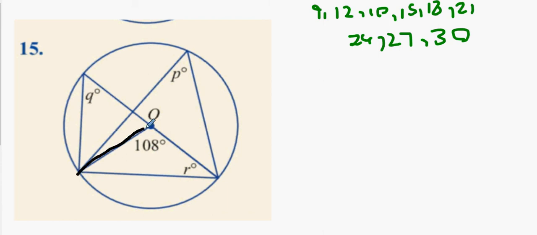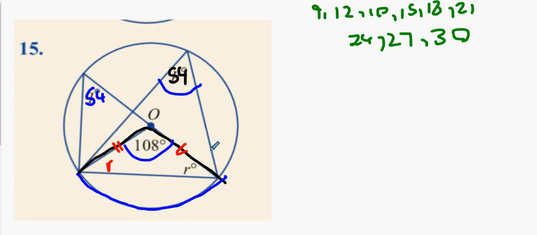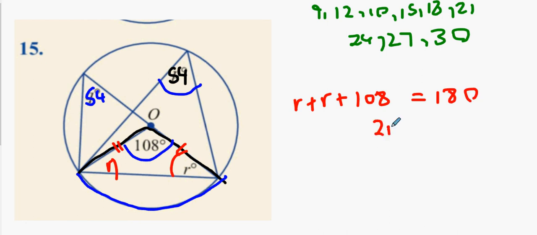here's one to the centre, isn't it? What's that? 108. What's half of 108? Why is that 54? It's standing on the same arc, and the angle at the centre of the circle is twice the amount of it at the point on the circle standing on the same arc. Okay. Isosceles triangle. So the angle will be R on both sides, so R plus R plus 108 equals 180. 2R then, 36, yeah. Is that okay?